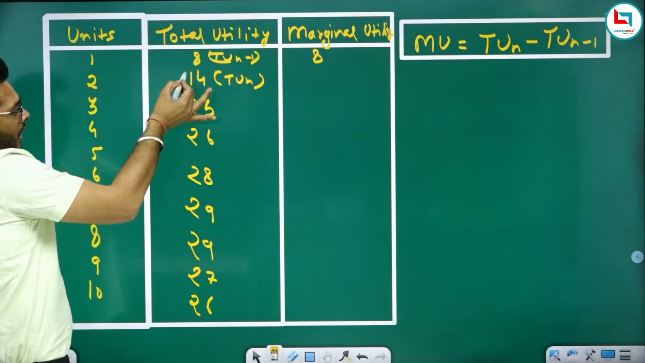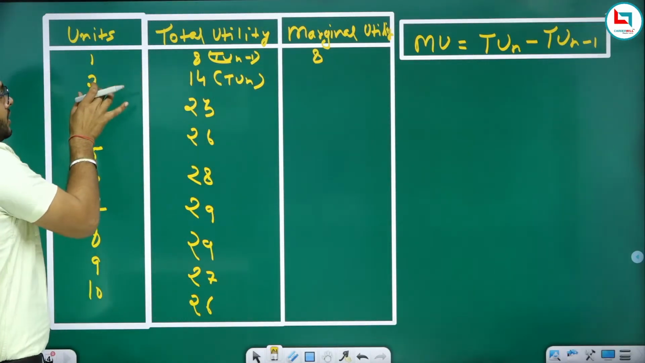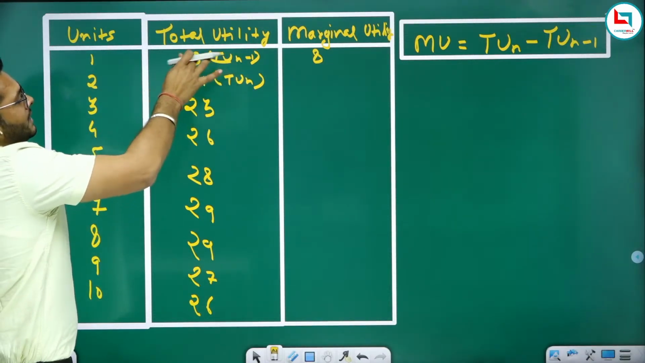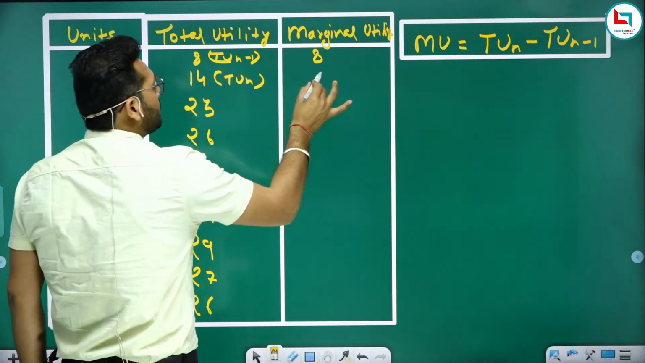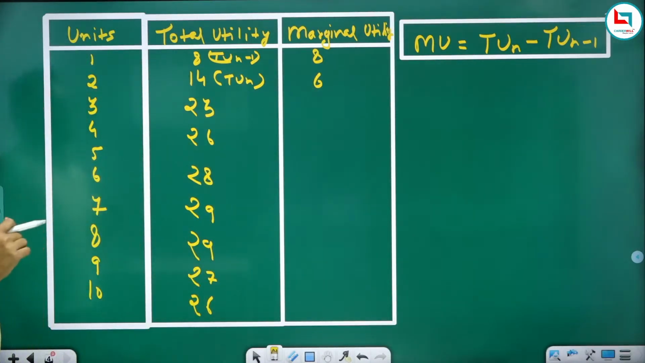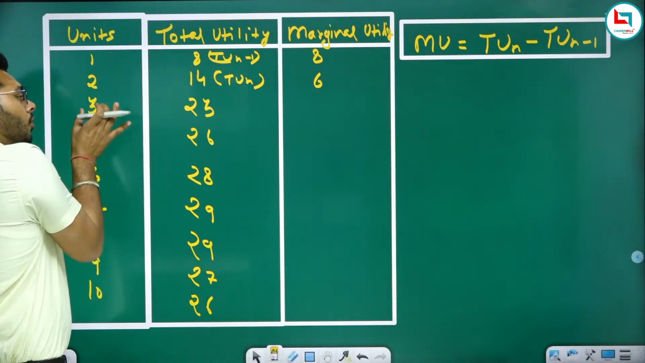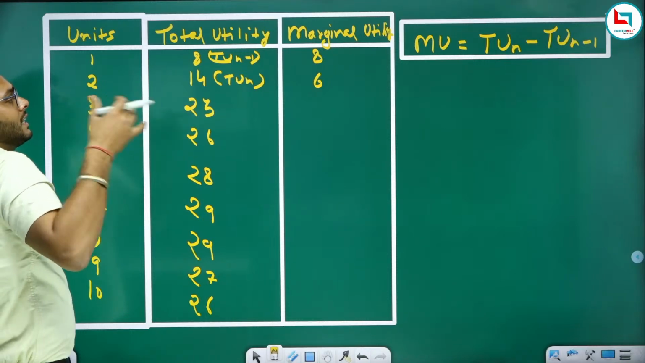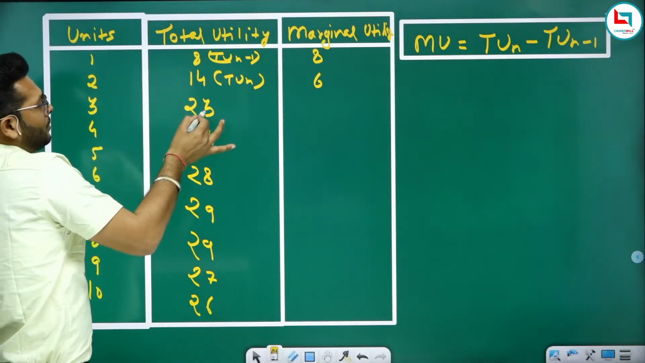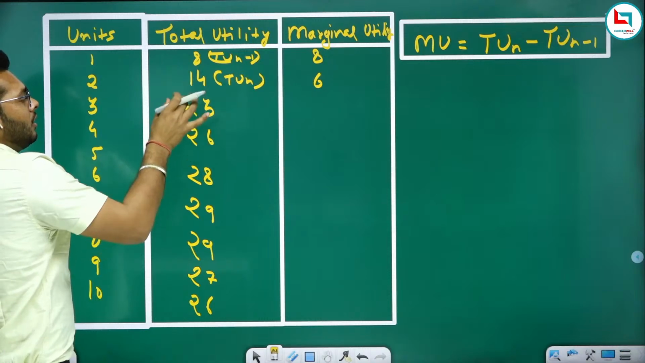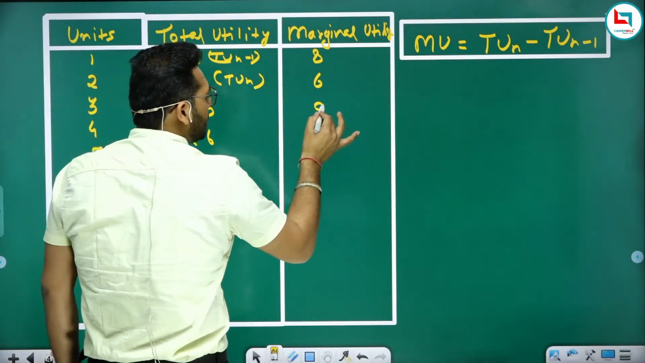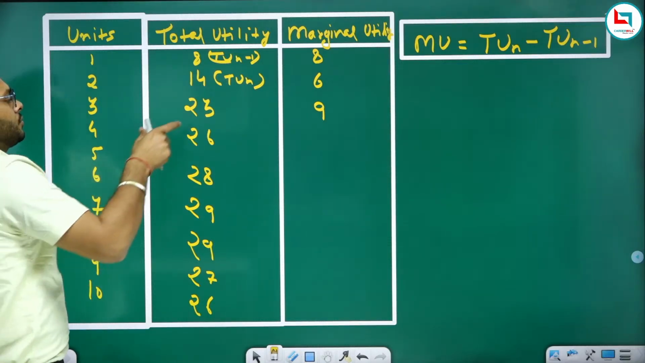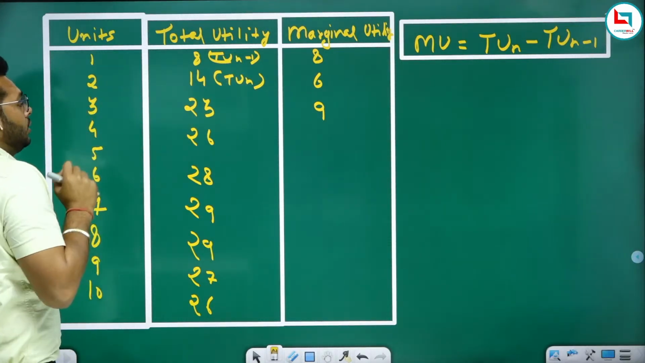So we can say after the consumption of the second unit, 14 minus 8 is what? 6. Again, after the consumption of the third unit, how much satisfaction did you get? 23 minus 14, so you will get 9 utils of satisfaction after the consumption of the 3rd unit, right?